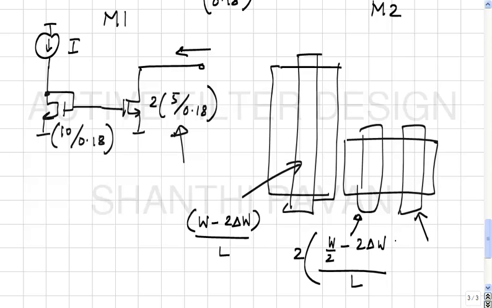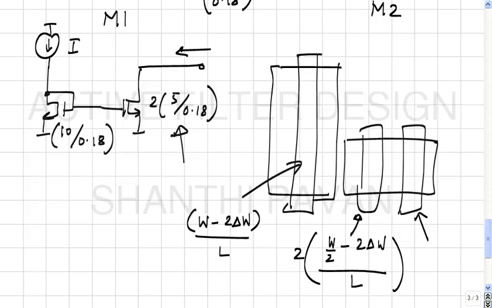So this transistor is equivalent to 2 times W by 2 minus 2 delta W by L. So clearly we see that the aspect ratio is not the same, though they are approximately the same as long as delta W is much smaller than W. Correct? So if you are interested in replicating current properly, what will you do? You have the same W by L for all the fingers and get various currents only by changing the number of fingers.